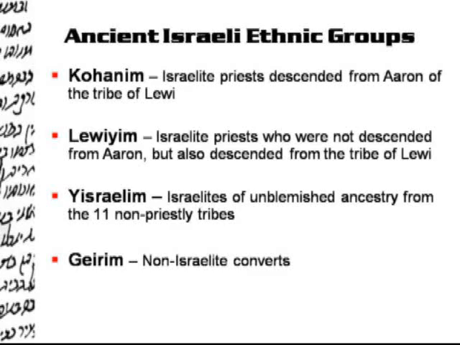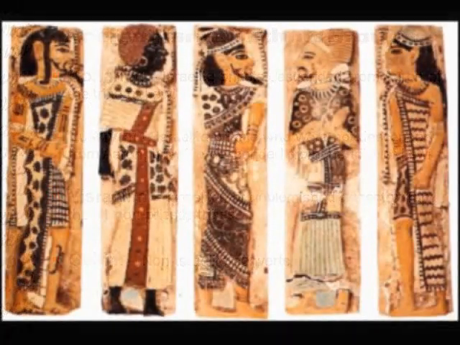Now, when we start looking at the biblical text, we see that along with the Israelites, a multitude of people who made up the lower castes of the Egyptian society left with them. So what this means is that these people would have been Geirim.